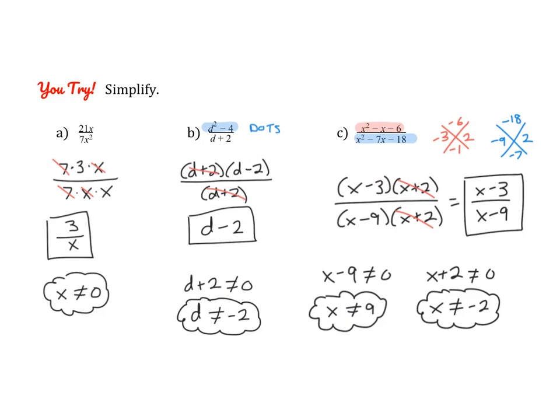And for part C, you can see that we can factor both using magic x. So we get x minus 3 times x plus 2 in the numerator, and x minus 9 times x plus 2 in the denominator. X plus 2 cancels out, and we're left with this as our answer. However, this factor cannot equal 0, so x cannot equal 9. And this factor also cannot equal 0, so x cannot equal negative 2.